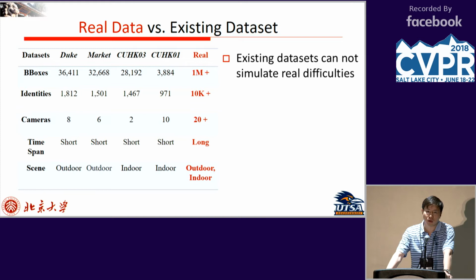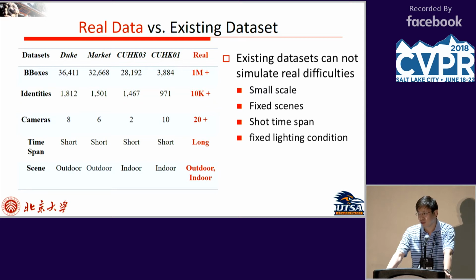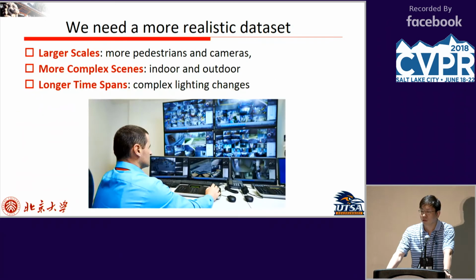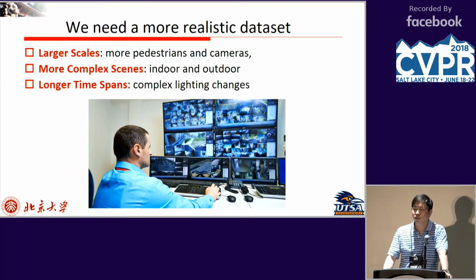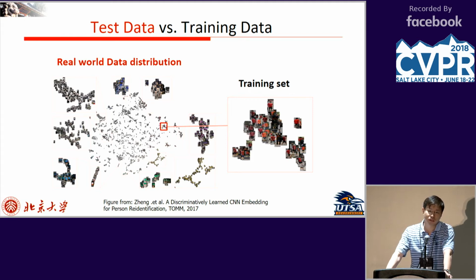You can see that our existing datasets cannot simulate the real difficulties because they have a small scale, fixed scenes, short time span, and fixed lighting condition. So to push forward research, we need a more realistic dataset with larger scale, more complex scenes, and longer time spans. Another comparison is between the test data and the training data. Because it's very expensive to annotate human ID, our training data is always limited and cannot cover the real-world distribution.